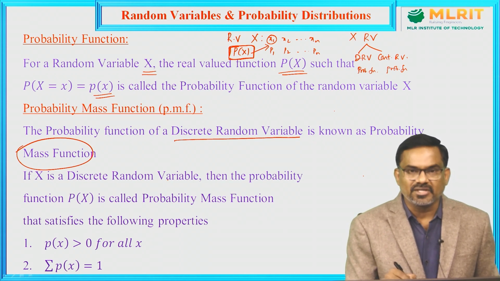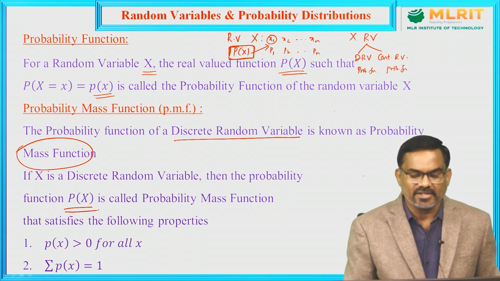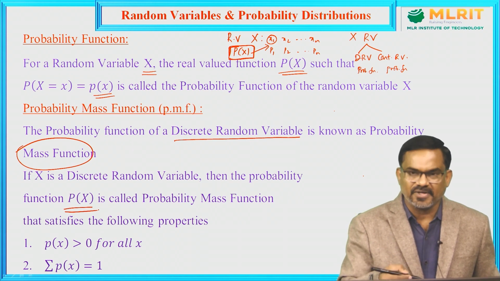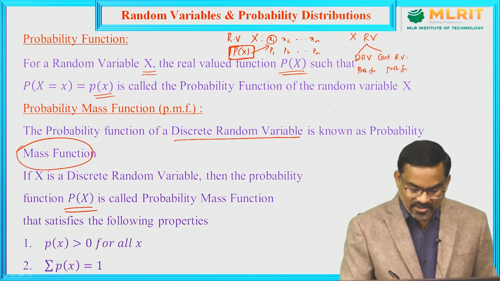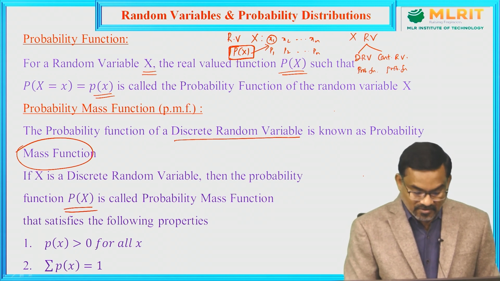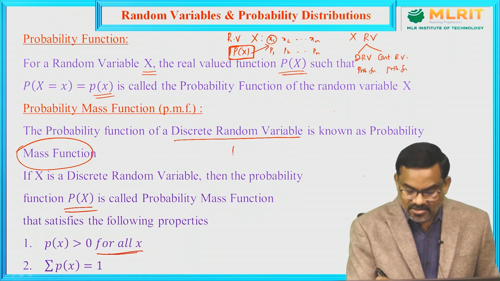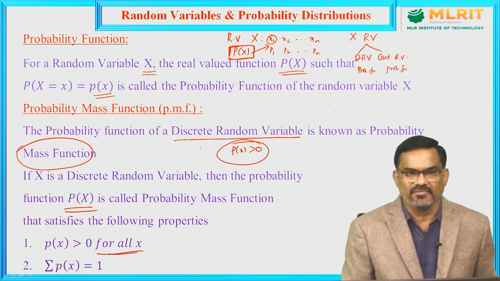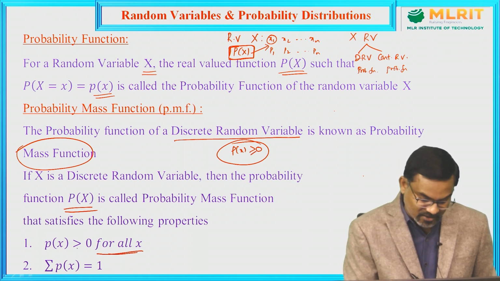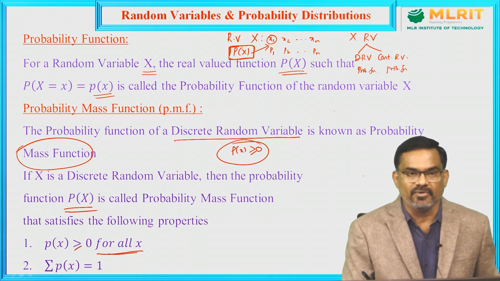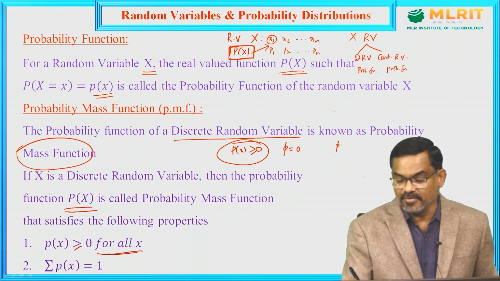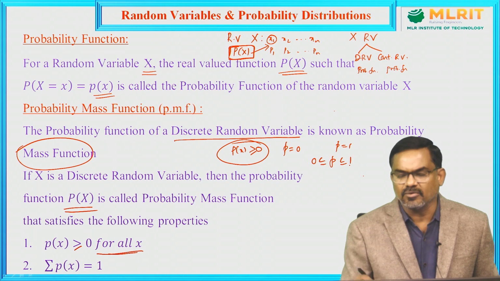If capital X is a discrete random variable, then the function p of x is called the probability mass function if it satisfies the following conditions. The first one is p of x greater than 0 for all x. What does it mean? The probability must be positive, that is the first point. Even greater than or equal to 0, a non-negative value for all x values, since we won't get a negative probability. So, the minimum value is 0 and the maximum is 1. So, 0 less than or equal to p less than or equal to 1.